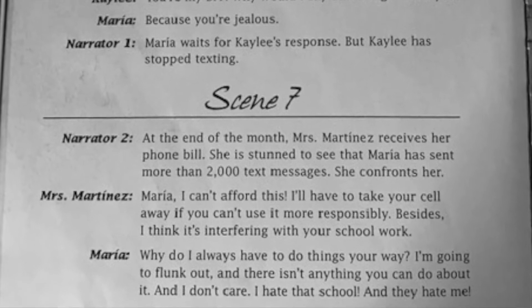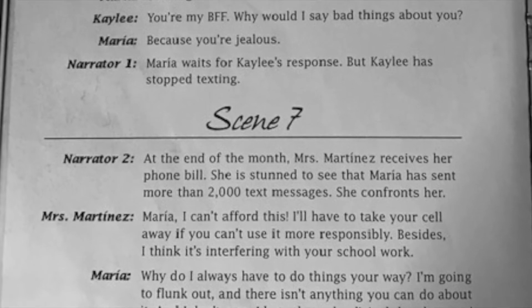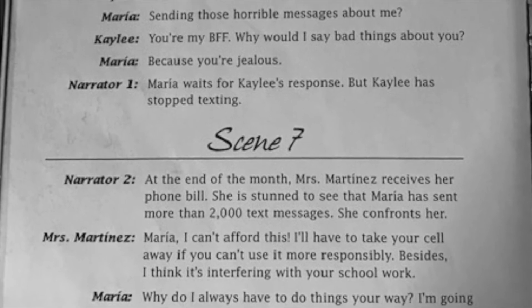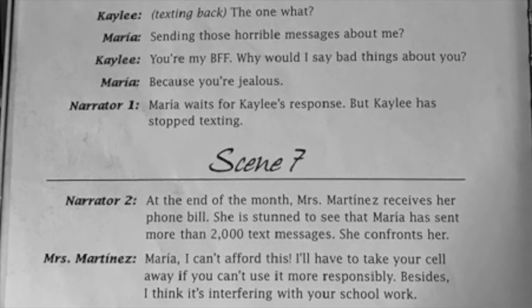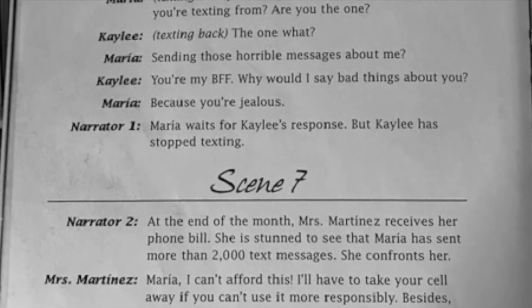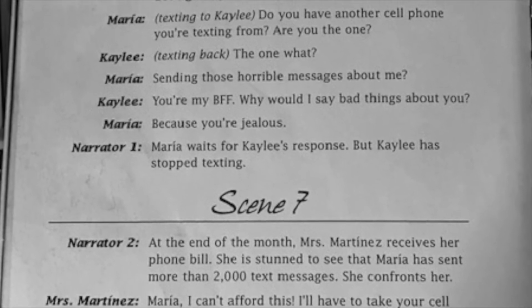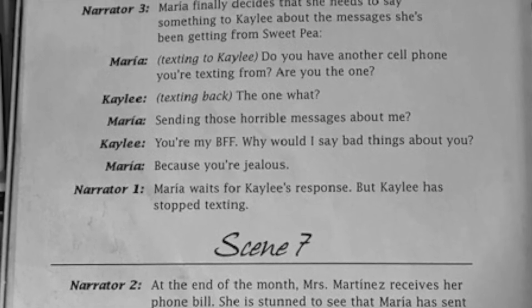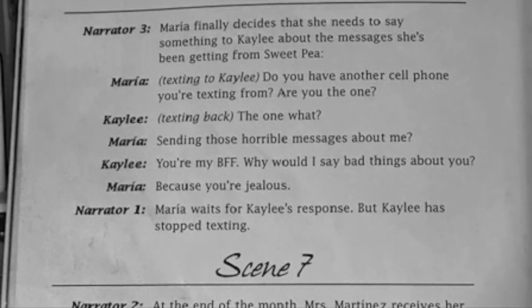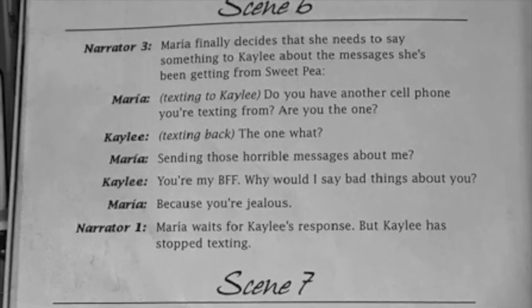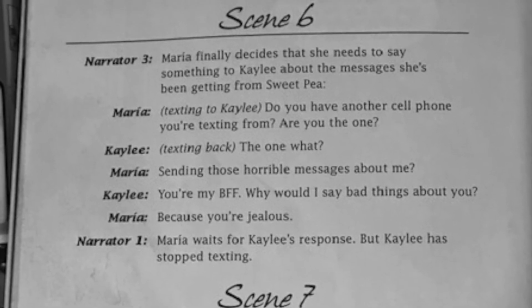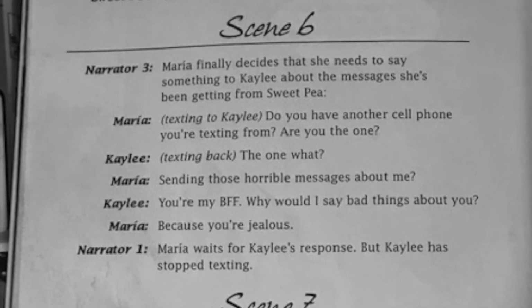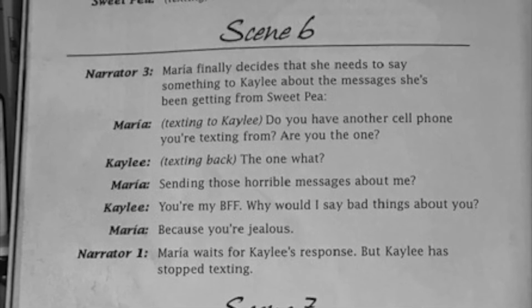Let's jump to scene 6. It's a very short scene, but in this scene, Maria and Kaylee are texting one another. When I look at this scene, I notice that there is italicized text that's in parentheses, and Maria needs to text Kaylee, and Kaylee needs to text back. So while they are delivering their lines, they need to be looking at their phone, texting, because that's what the script is telling the actor they need to do.